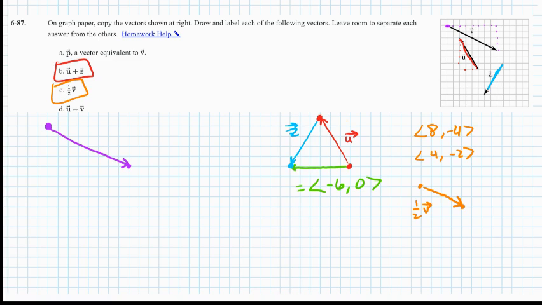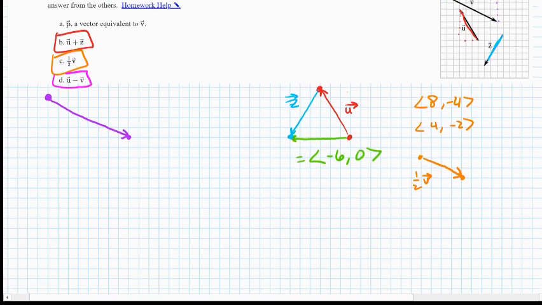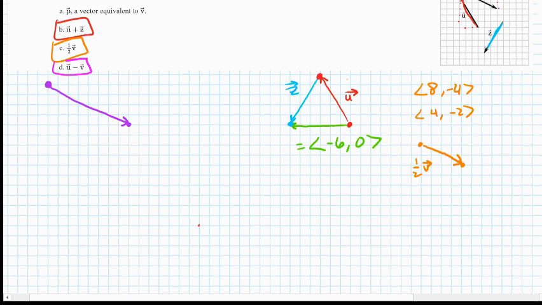And last one here is vector u minus vector v. And so when I do that, I'm really just converting it into addition. So I'm going to draw vector u first. And vector u here was 3 to the right and 5 up. So I'm going to give us a little more space. Start down here. 1, 2, 3, 4, 5, 1, 2, 3. So there's vector u.